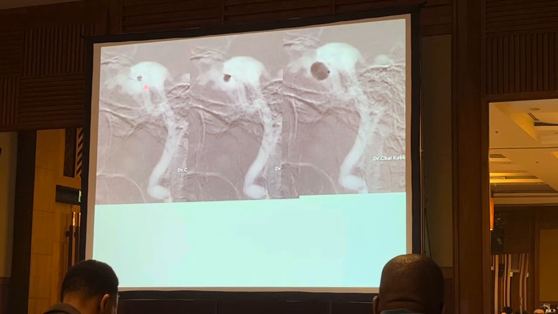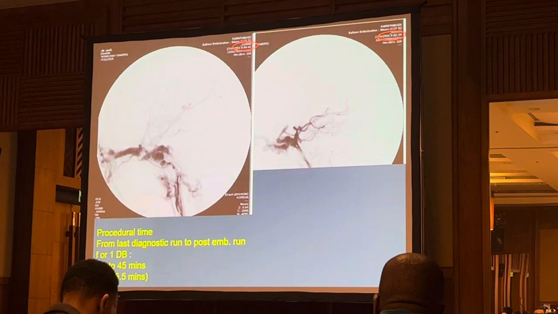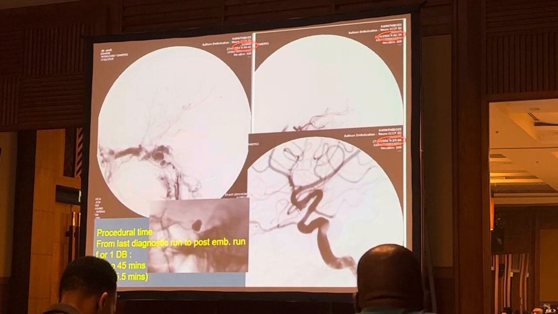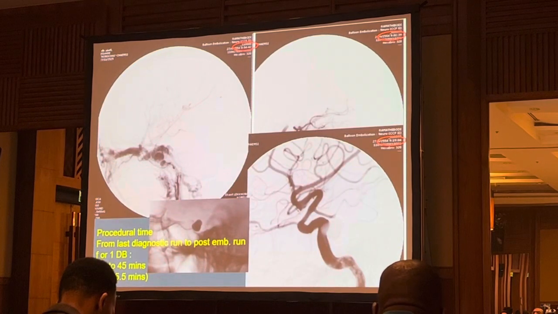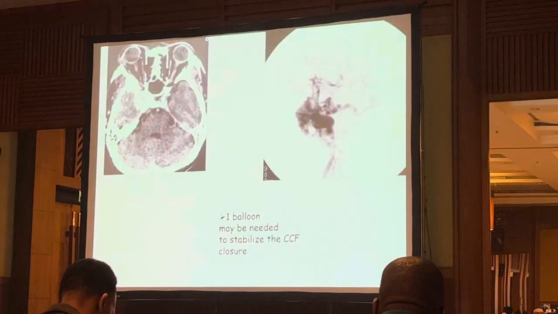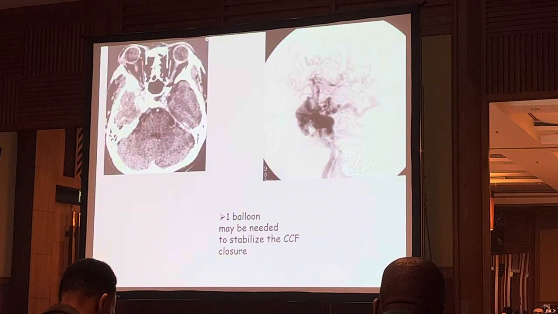Now you were able to put, this is exactly the fistula coming down here, and you were able to use it easily. Time-wise, procedural time, we were able to treat one CC fistula in average about 20-25 minutes from the last diagnostic run to being able to completely occlude, compared to the newer device that I can show you later on.